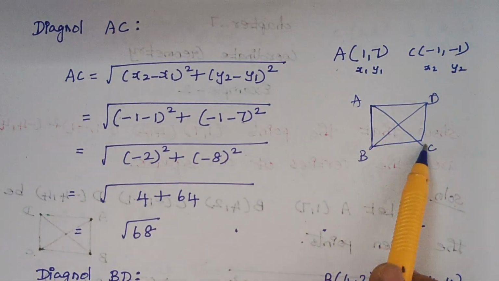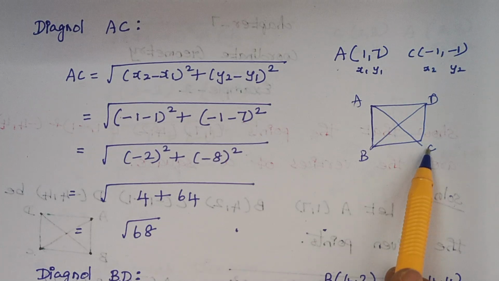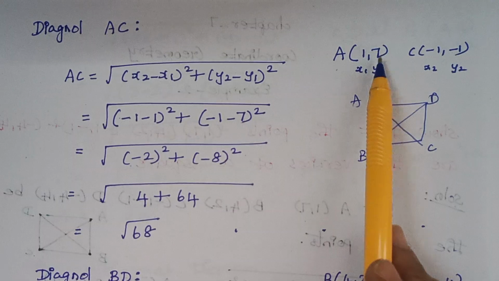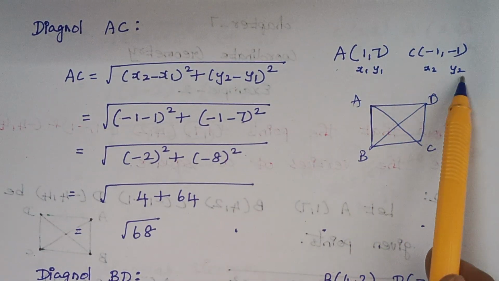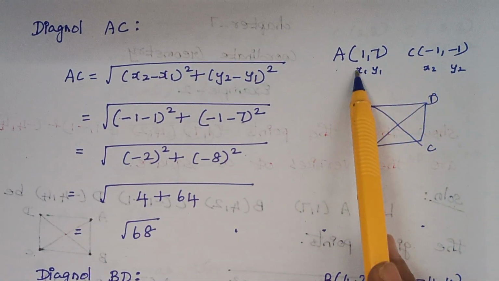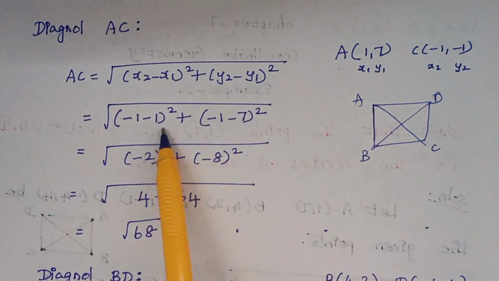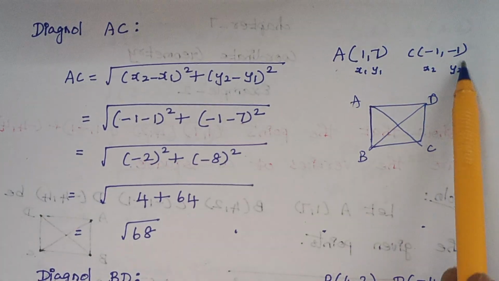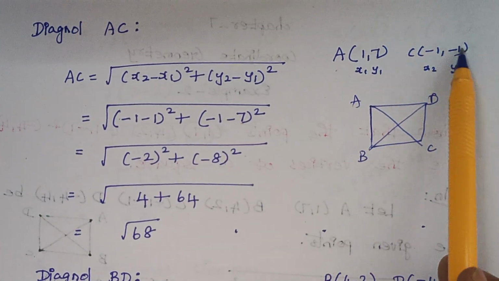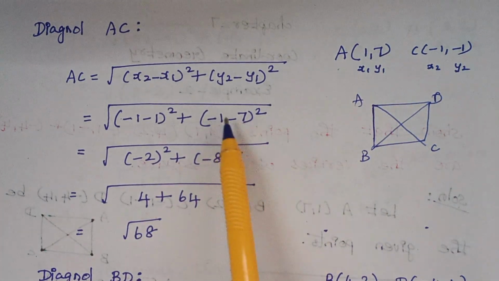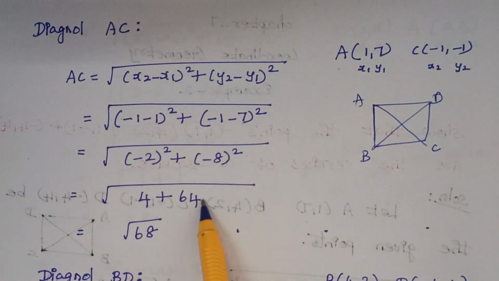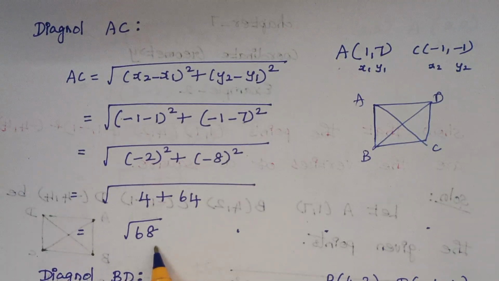So what is diagonal AC? AC is given by, again we have to find the distance between these 2 points. So write down the values x1, y1, x2, y2 and x2 minus x1. So minus 1 square, that is minus 2 square, which is 4. And here y2 minus y1. So minus 1 minus 7. So minus 1 minus 7 is minus 8 and minus 8 square gives 64. And finally the value of the diagonal is square root of 68.